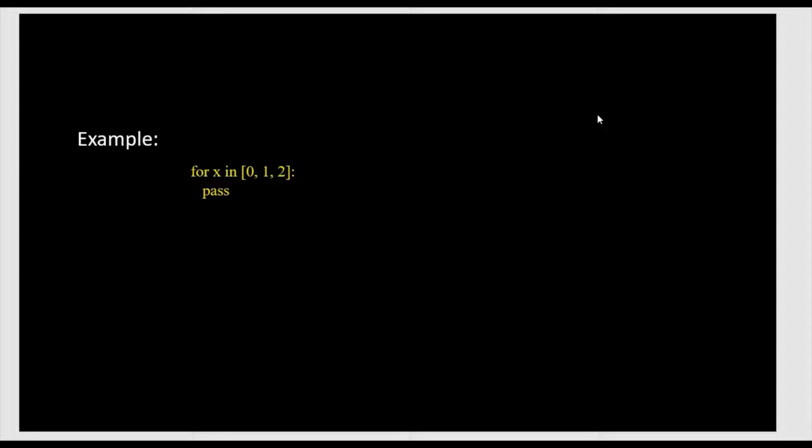Here is an example you can clearly understand: for x in the range 1, 2, 3 we want to pass. If you don't know the logic, there is no problem; executing this pass does nothing.